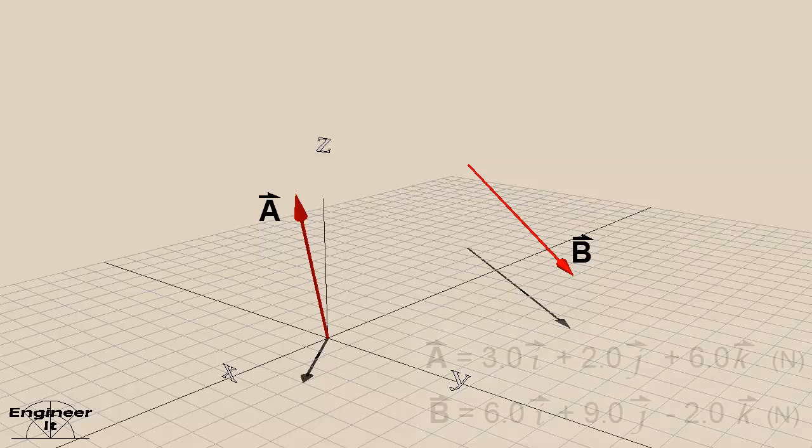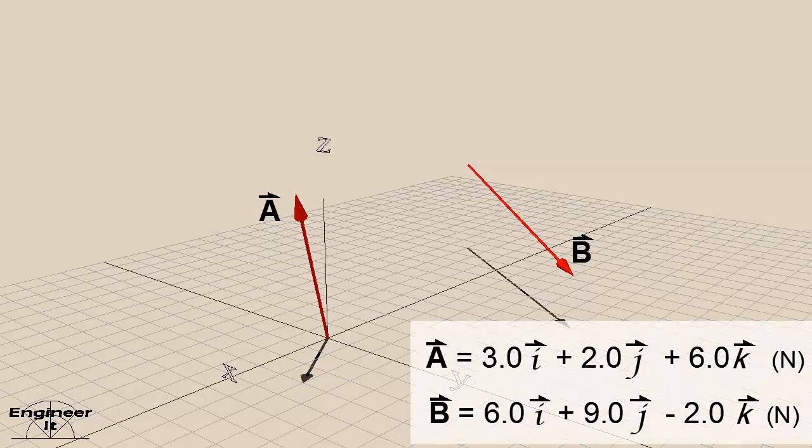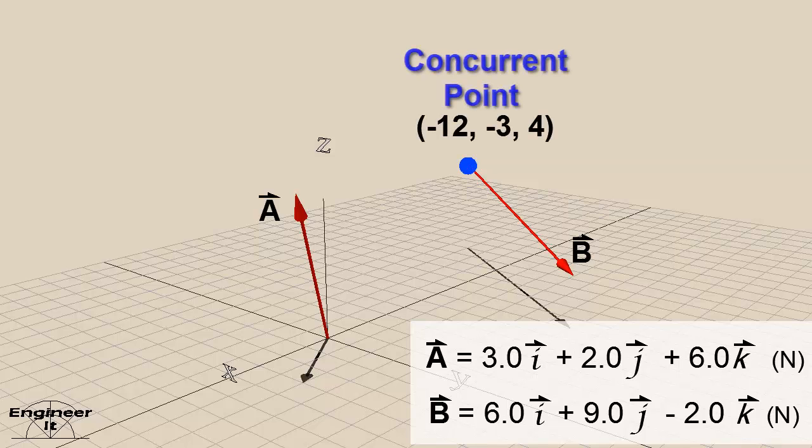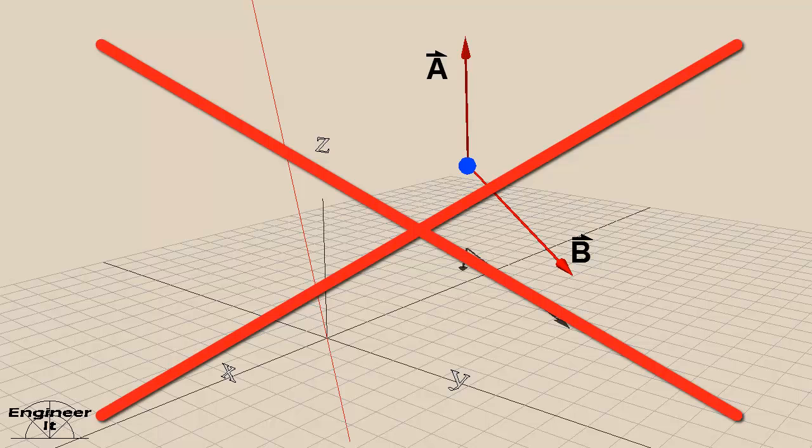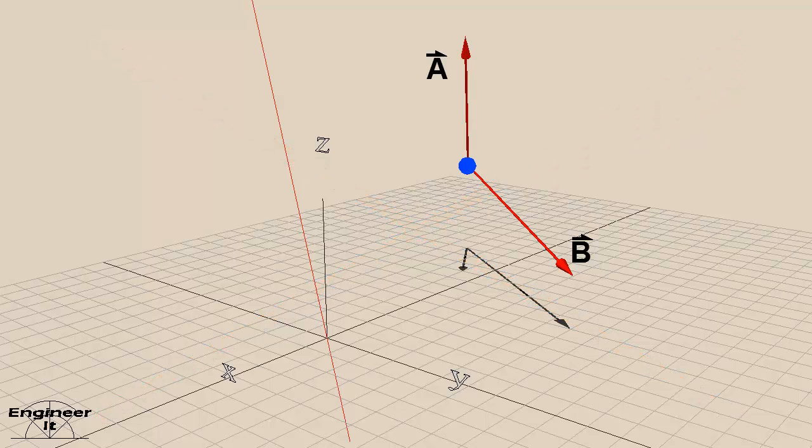Let's begin with vectors A and B with these lines of action. This video illustrates how to translate vector A to a concurrent point at the tail of vector B. One cannot simply move vector A from its line of action. In order to move vector A, the moment of A about the concurrent point must be found.